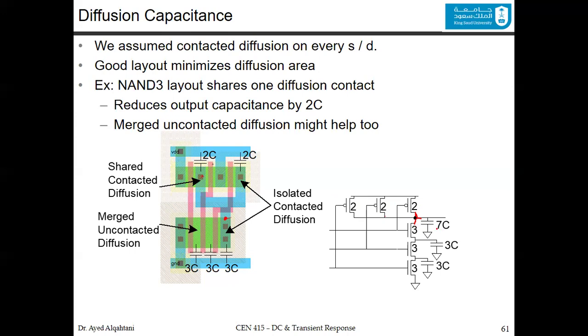In reality, it's 7C. But if we consider this detail, then for each gate we need to draw the stick diagram or the layout to indicate the correct amount of output capacitance. To make our life easier, we are not going to consider this. We would say that it's simply 9C, like what we explained in the example before. But you should be aware of this fact. The only reason is that we have shared contacted diffusion over here.